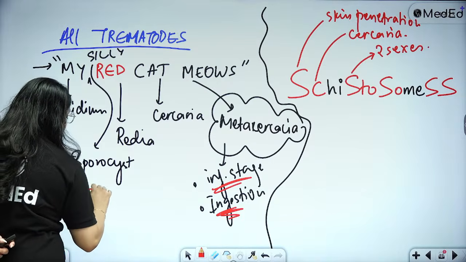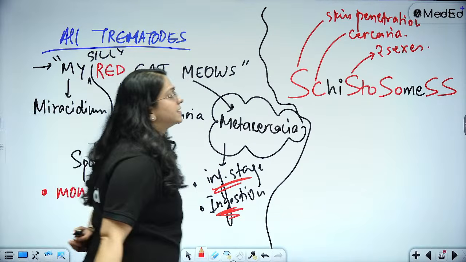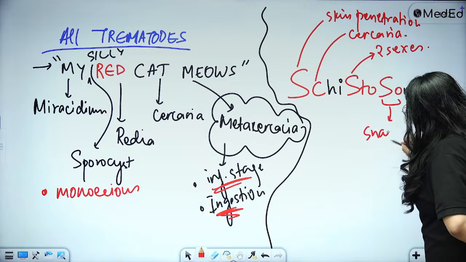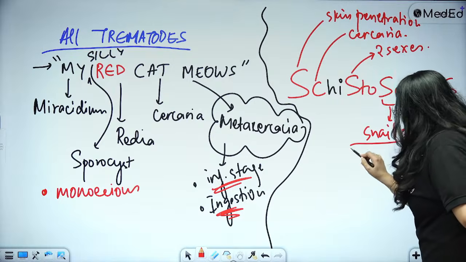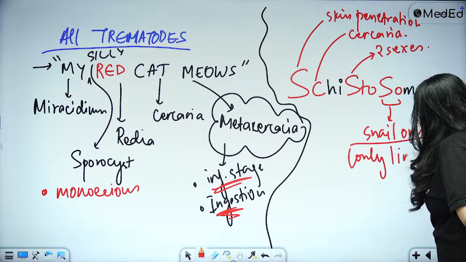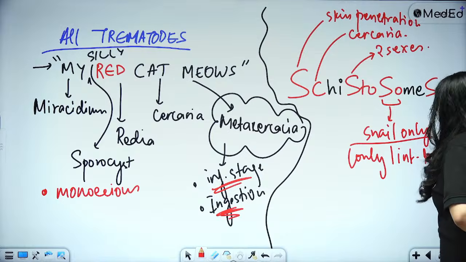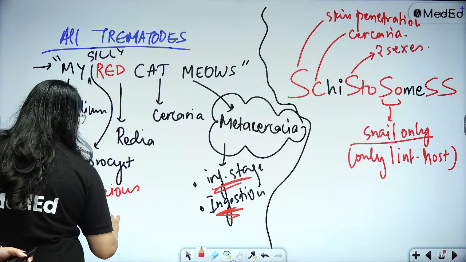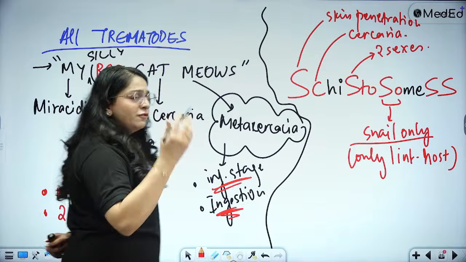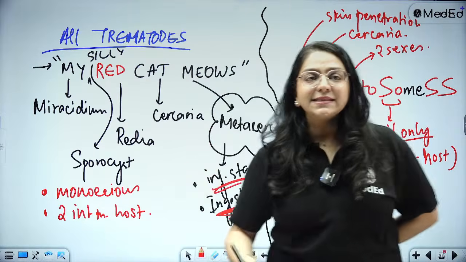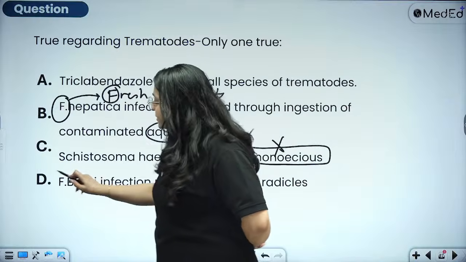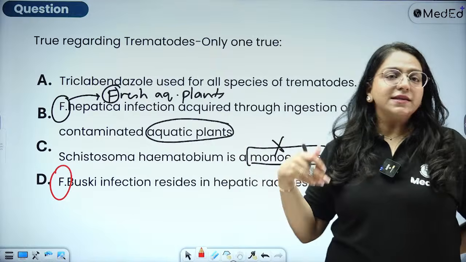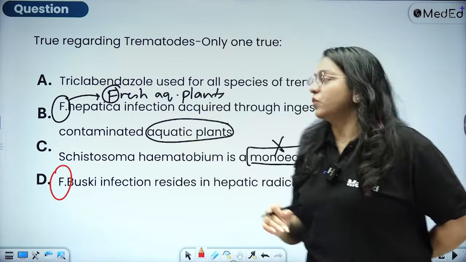but schistosomes are dioecious. There are two sexes, or sexes are separate. Snail only. Snail only means what? There is only one intermediate host. Only one intermediate host is there. They all have two intermediate hosts. It can either be fresh aquatic plants or fish. Yes, and all the F's, Fasciolopsis buski, Fasciola hepatica, they are all freshwater plants. Clonorchis, Opisthorchis, they are all fish.